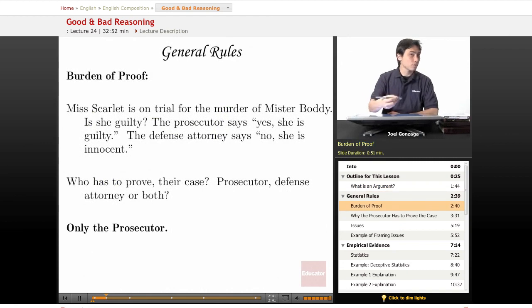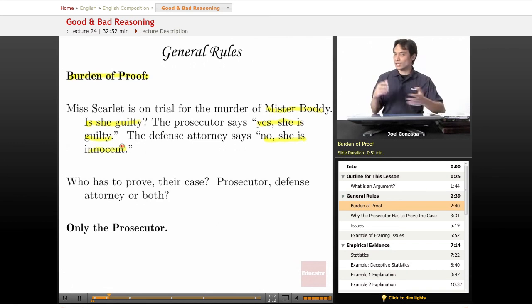Now, one of the most important things we've got to learn, one of the most general rules, is this idea called burden of proof. If you remember this rule, you'll be able to avoid a lot of issues and controversies and maybe debates that you don't want to be involved in. Burden of proof. Let's read this carefully. Miss Scarlett is on trial for the murder of Mr. Body. Is she guilty? The prosecutor says, yes, she is guilty. And the defense attorney says, no, she is innocent.